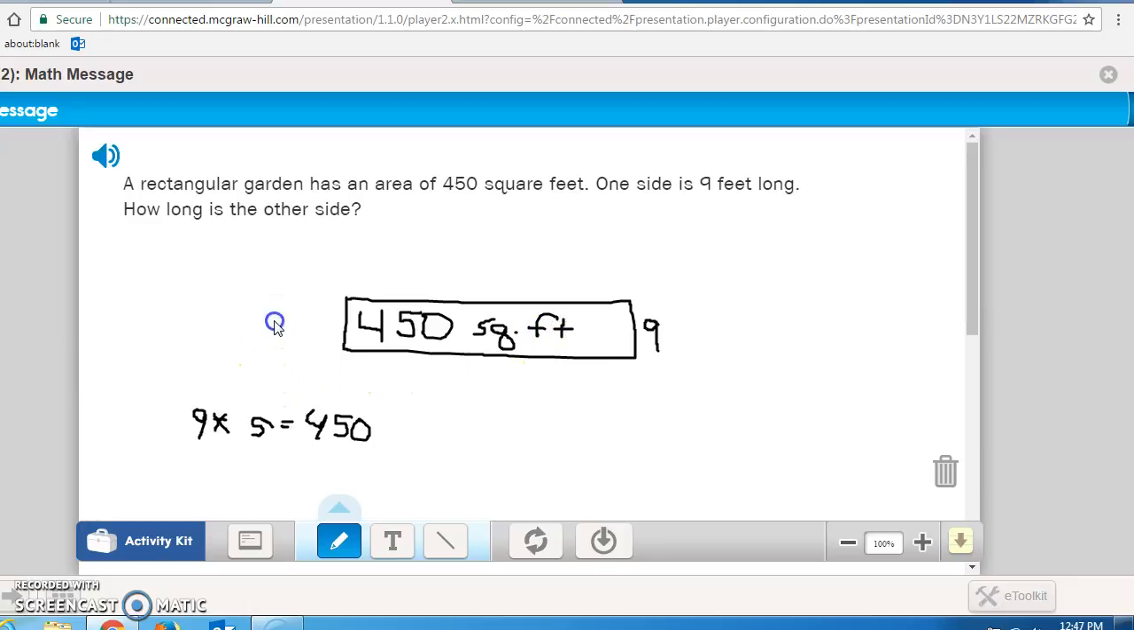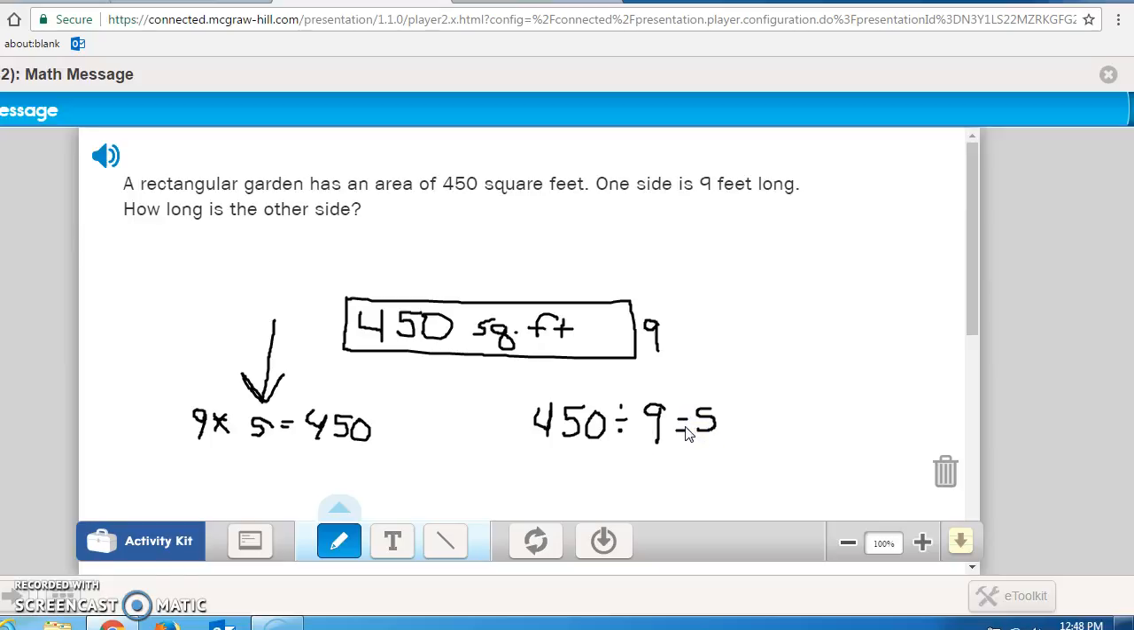So this is one way to figure it out. We have to figure out what s is. Another way we could do that is we can figure out by going 450, since we know that's already our square foot area, divided by 9 to also find out that missing variable or missing number s.